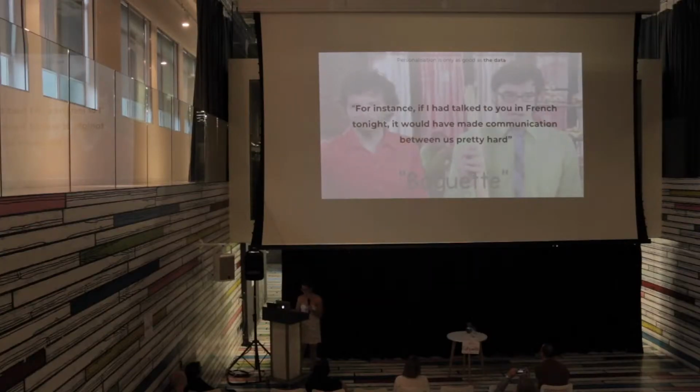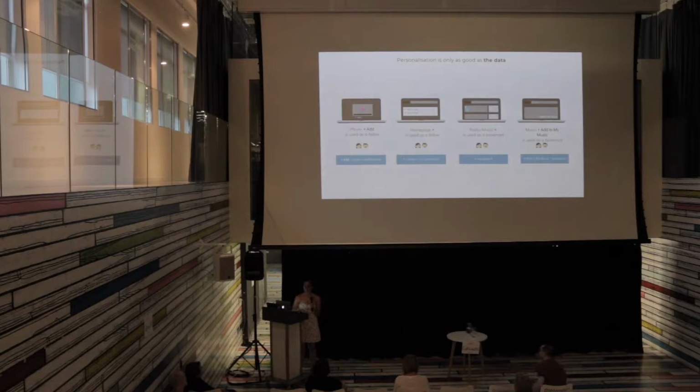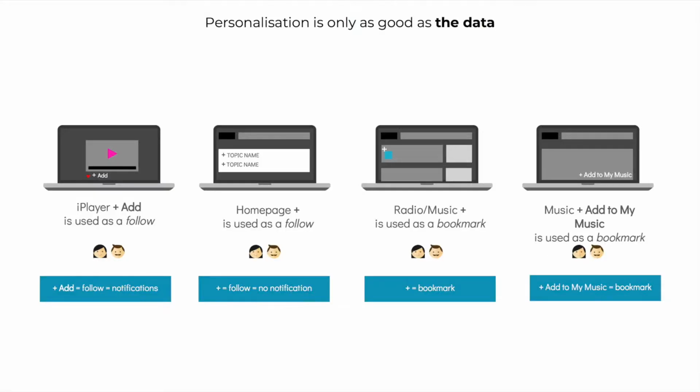And it's exactly what happens on BBC websites. So here you can see that if you have a plus add button on iPlayer, and it's actually used as a follow, when you click on it, it sends a follow activity to the user activity service database, the UAS database. And because iPlayer has implemented the notification feature that we provide, a user who clicks on plus add on iPlayer would follow the thing that they added and would receive notifications.